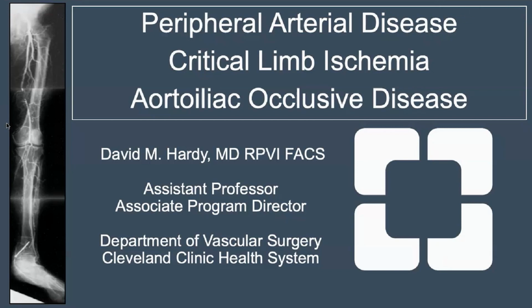I'm going to talk about a vascular surgery topic: peripheral arterial disease, critical limb ischemia, and aortoiliac occlusive disease, which are very similar disease processes. It's very difficult to talk about all of these things in the hour that I'm allotted. So I'm going to give a quick overview about the workup and management of these.